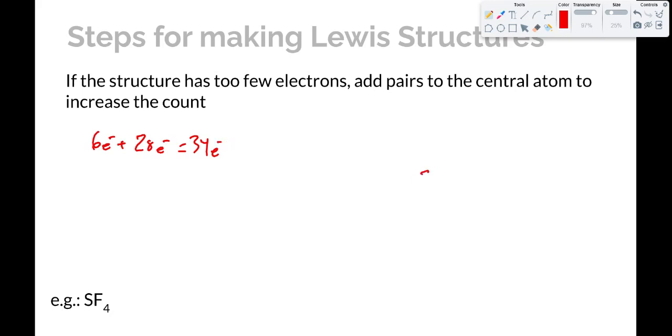If we make a skeleton structure, halogens typically make one bond. Sulfur's in the middle because it's closer to the middle of the periodic table, so that's a decent skeleton. Sulfur already has got a full octet, so we won't add any electrons there, but each fluorine is only making one bond, and that's only one pair, so we need 3 more pairs on each fluorine.